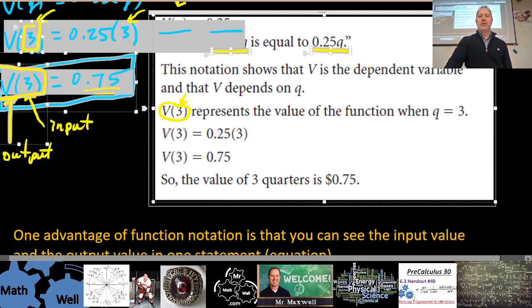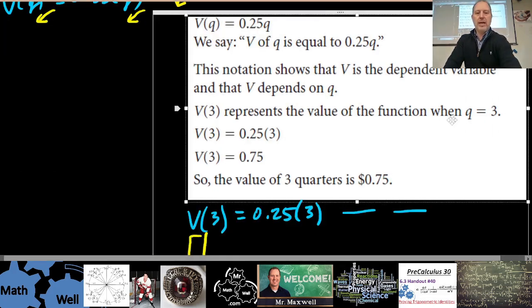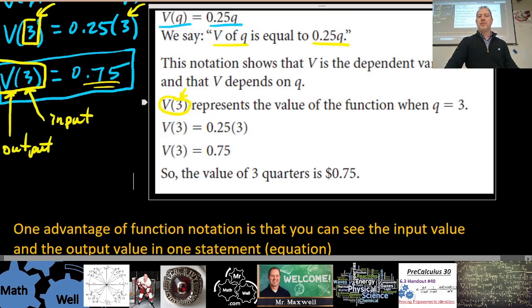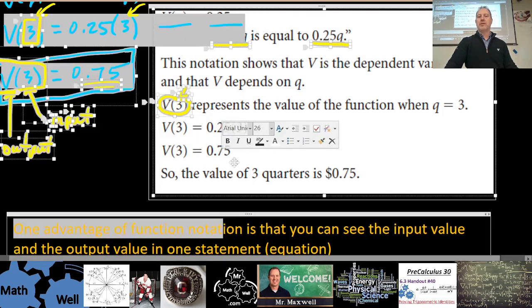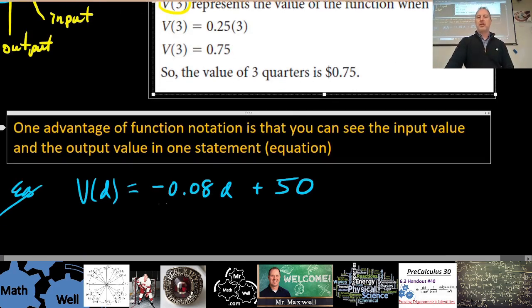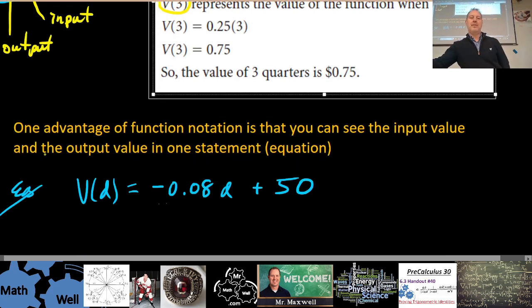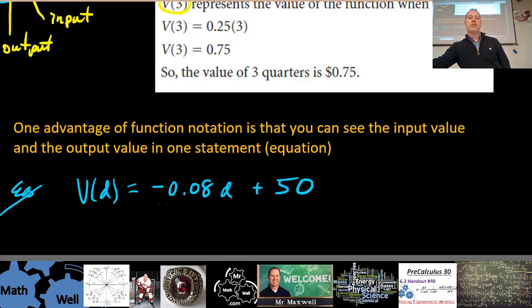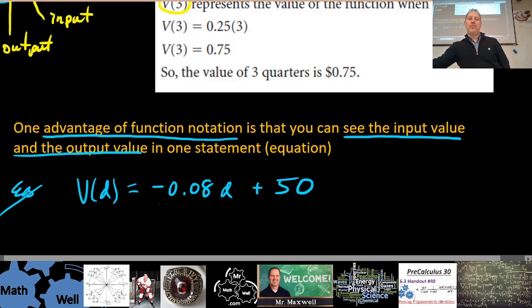And then you can see it all in one place when you look at your answer, v of 3 is 0.75. You can see the input, and here's the output value, 0.75. Everything is in the same spot, so I wrote that down here. One advantage of function notation is that you can see the input value and the output value in one statement, and that is the equation.